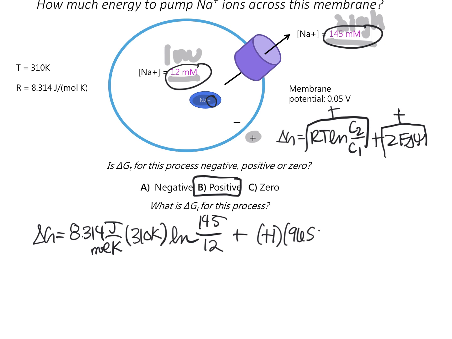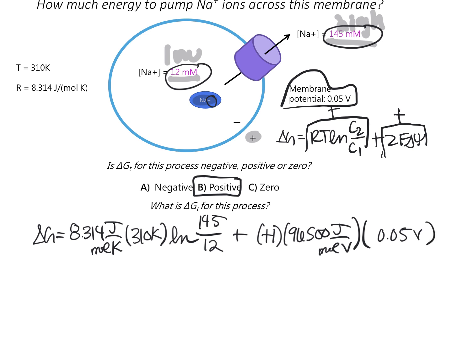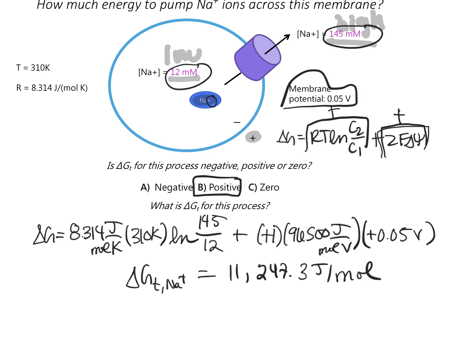Faraday moles volts. The membrane potential is again 0.05 volts. And remember, I want the second term to overall be positive. And so I'm going to leave this as a plus. And when I do this, my delta G of transport for sodium comes out to be 11,247.3 joules per mole. That all checks out.